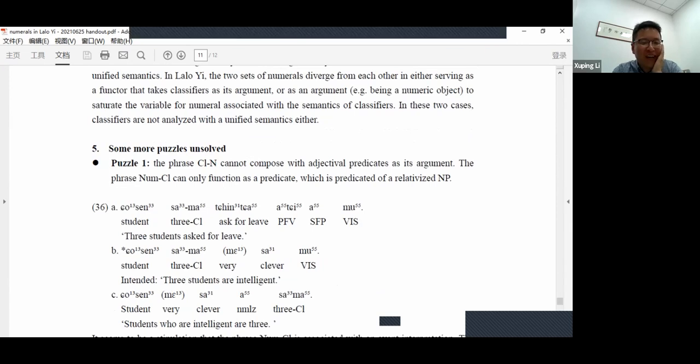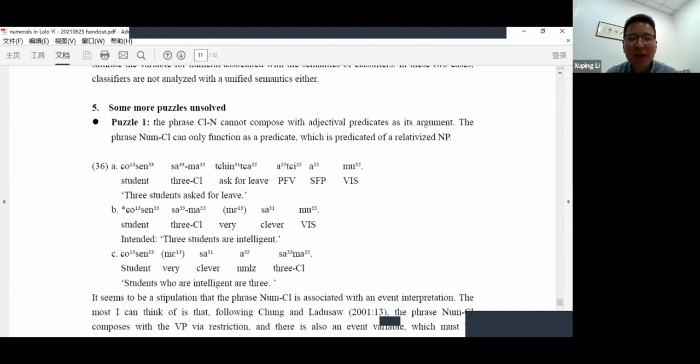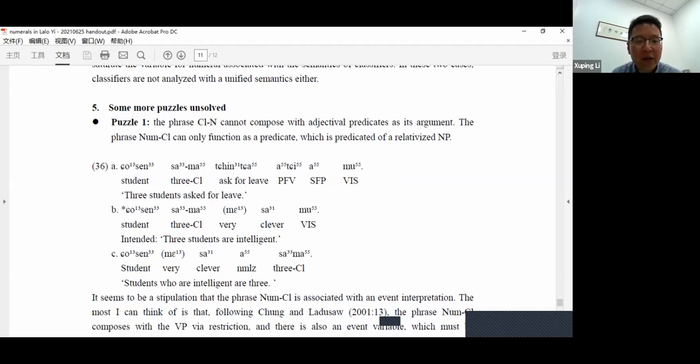The first puzzle is that nomenclature cannot compose with adjectival predicates as its argument. We can say the students asked for leave. We can say 3 students asked for leave, right? Students 3 classifier asked for leave. But if I change the predicate ask for leave to the adjective be clever, you cannot say it in the same order. Students 3 classifier very clever. No, that's not grammatical. You can only say students very clever, nominalized: students who are intelligent are 3. So why is it so?